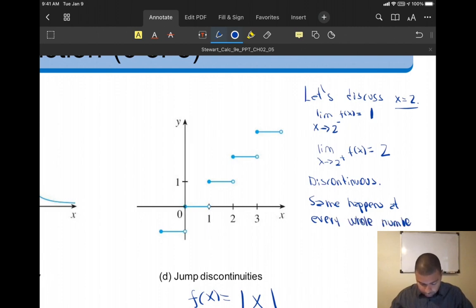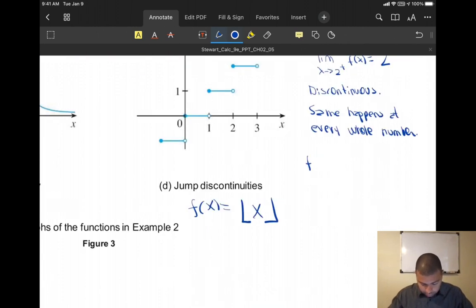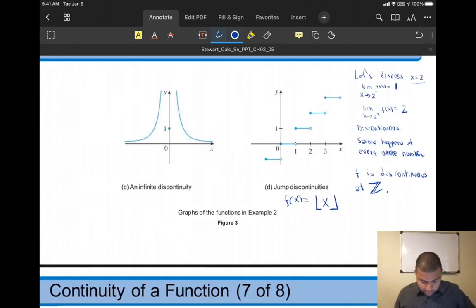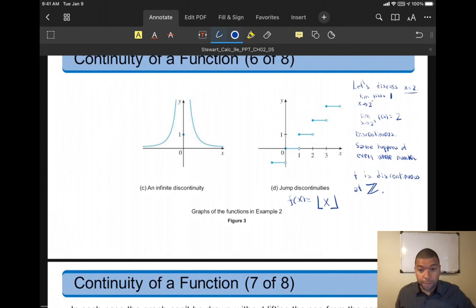So f is discontinuous at, and we use the letter Z to represent the set of all whole numbers. Yeah, that's why I wanted to show you the graph first, right? So you could have a better idea. Okay?